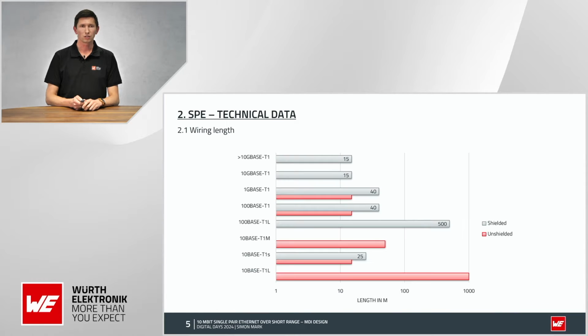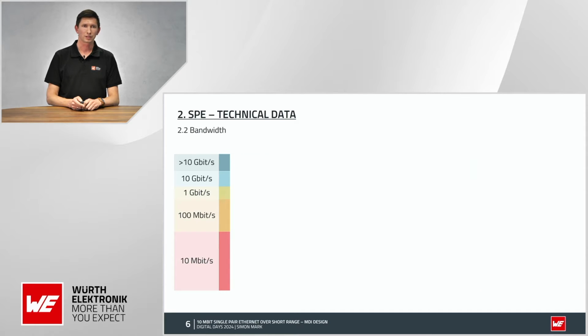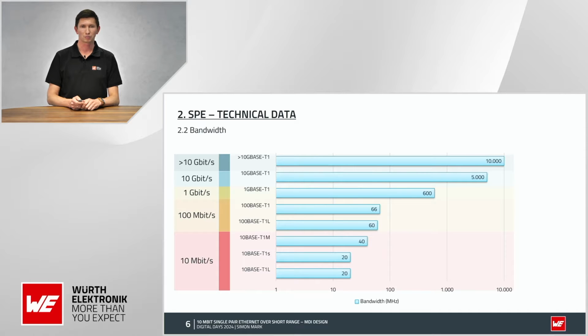A short look at the wiring length. Starting from 10BASE-T1L, we can use 1 kilometer. At the end of the graph, or on the top, we have 10 gigabit, and we are only up to 15 meters, especially for the automotive industry. In our case, we have 25 and 15 meters for 10BASE-T1S. And for the bandwidth, we have very similar bandwidth to 10BASE-T1L because it's the same speed and there is no big difference.